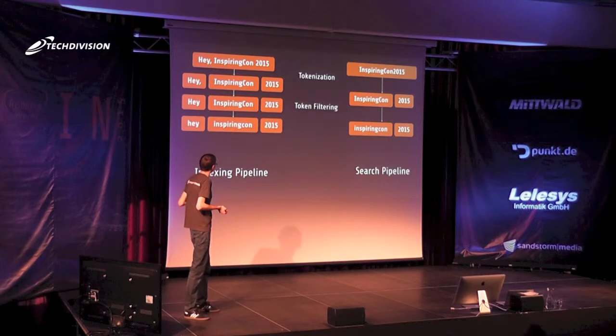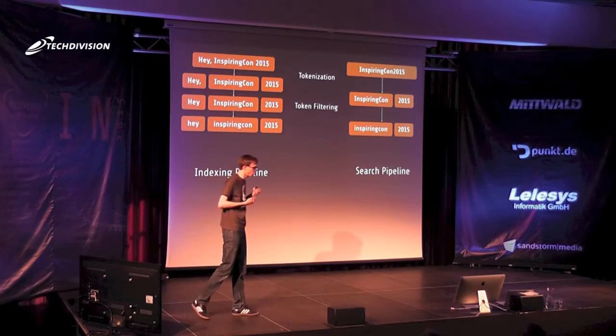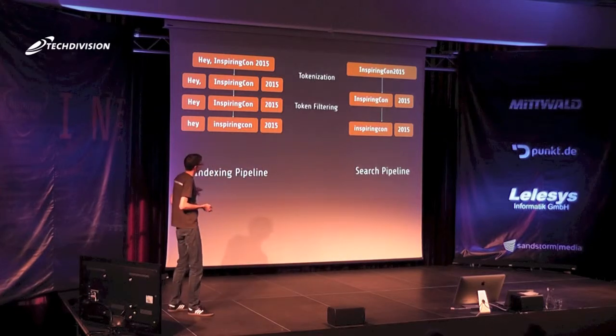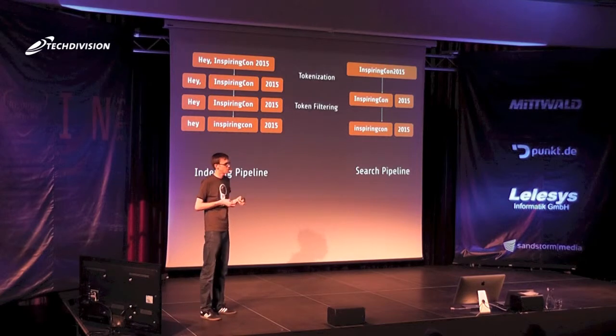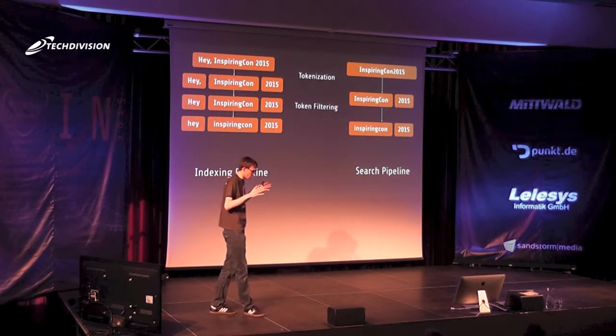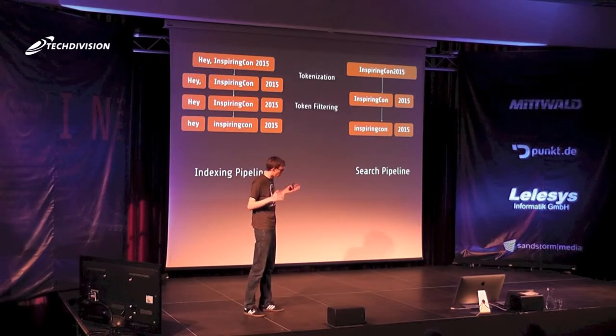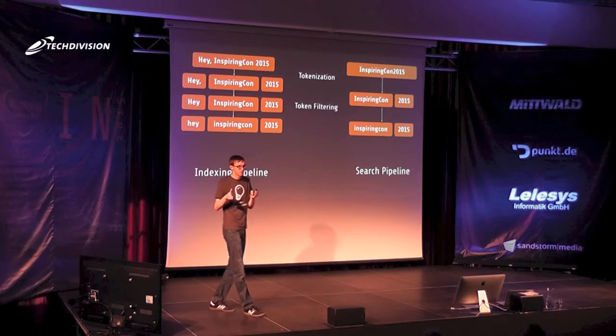And the nice thing is that through customizing the indexing or the search pipeline, you can do very advanced things. For instance, if you have text in a certain language and you know the language in advance, you can create tokens which only consist of the root of the word itself without the endings, for instance.